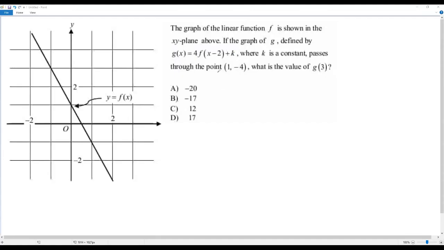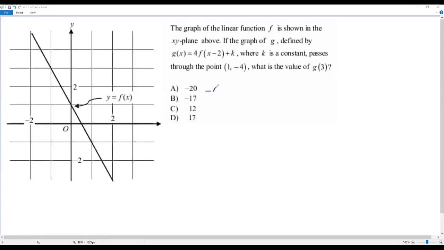For that we can use this information, that the graph of the function g of x passes through the point (1, -4). Since it passes through this point, we can plug this point into the function. When we have the graph of a function like g of x in an xy plane, g of x represents the y coordinate. So we plug in the y coordinate -4 for g of x, and the x coordinate 1 for x.